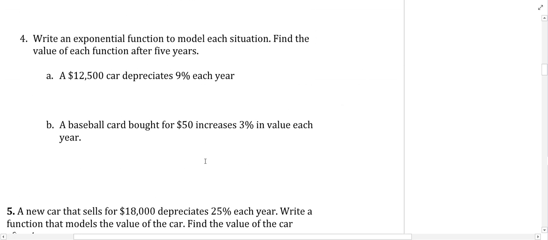Write an exponential function to model each situation. Find the value of each function after 5 years. Okay. So we know that x, or time, is going to be equal to 5 years. A $12,500 car depreciates 9% each year.